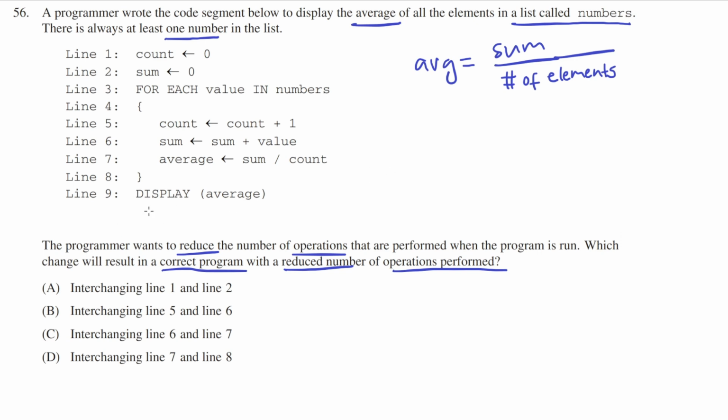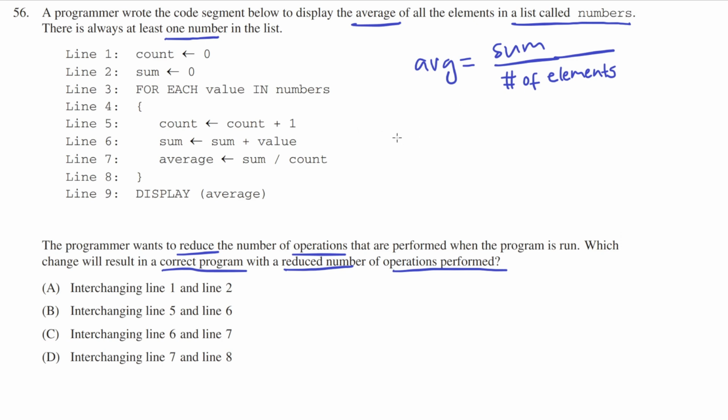So as you could probably tell, there's a line in this code that doesn't need to be repeated over and over again. This line here, line 7, because we know that the average is equal to the total sum divided by the total number of elements.